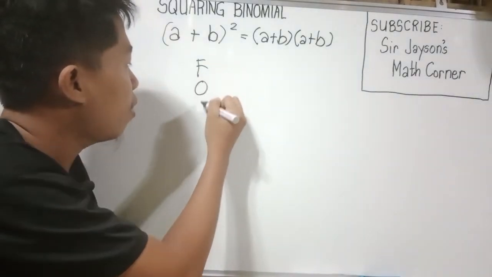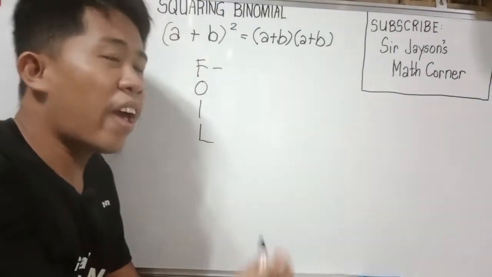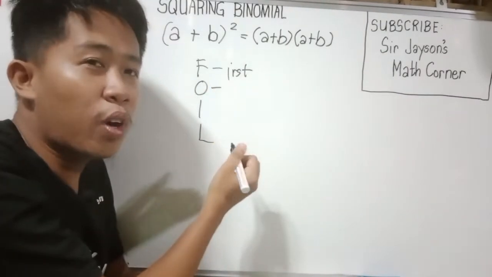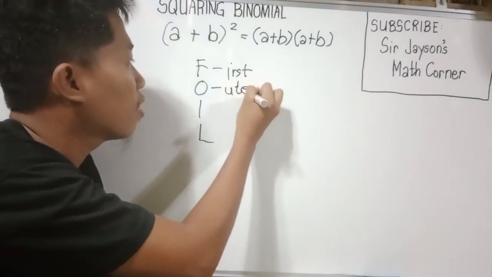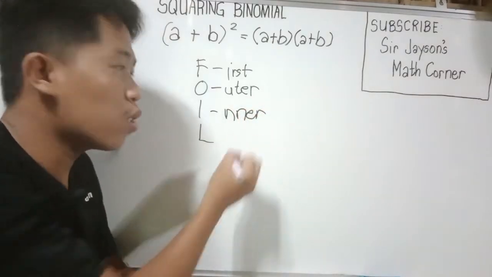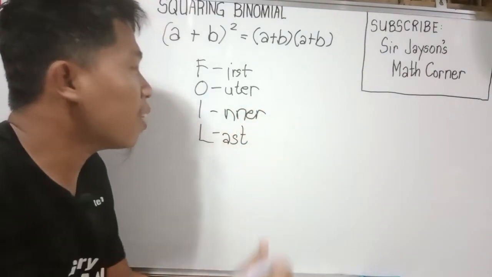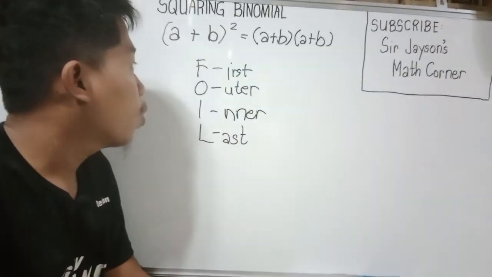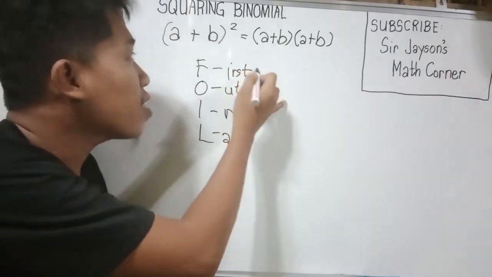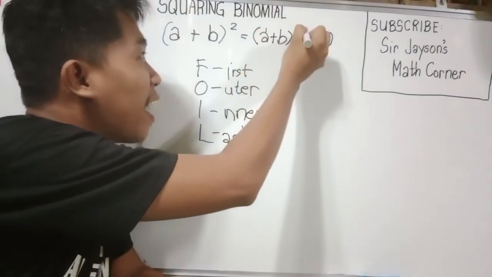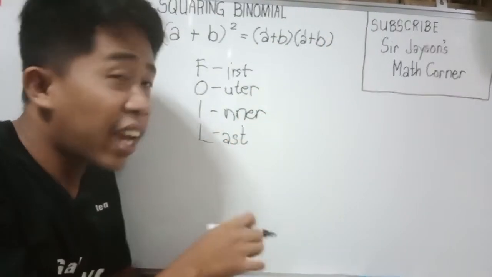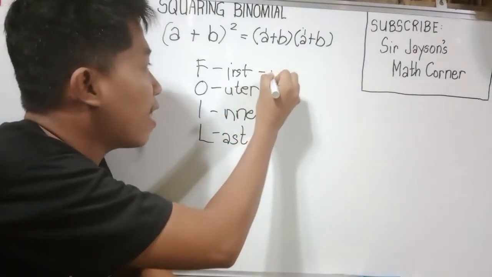The FOIL method. F stands for the first term, O stands for the outer, I stands for the inner, and L stands for the last term. So what are we going to do with this rule, the first, outer, inner, and last? First, the first terms, the A and A, because those are the first terms of each factor. You just multiply these two.